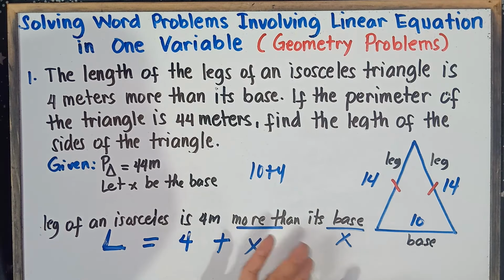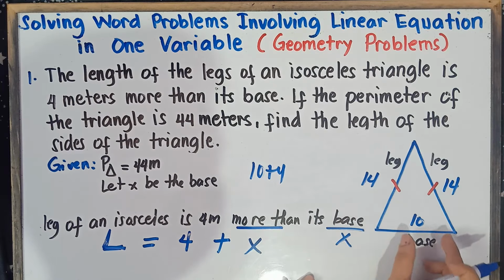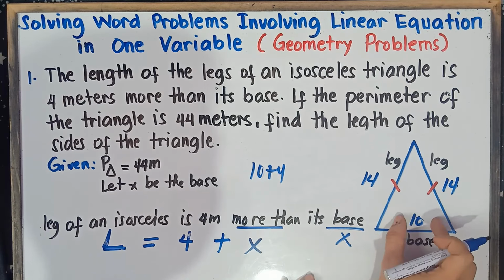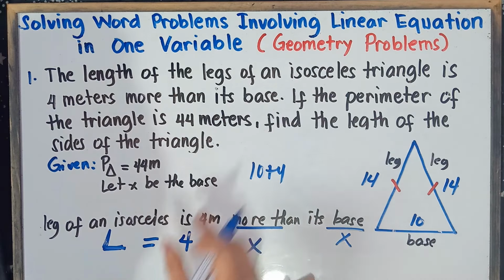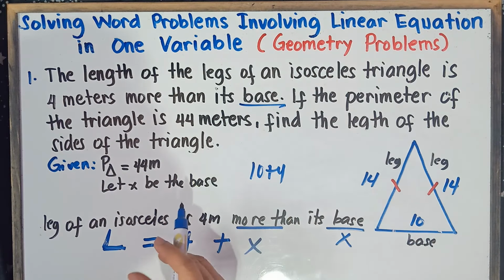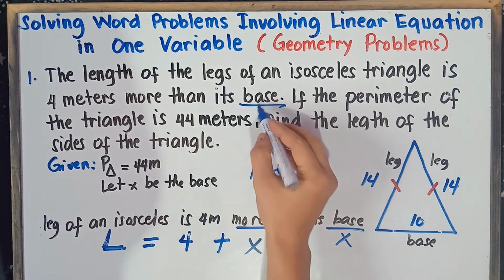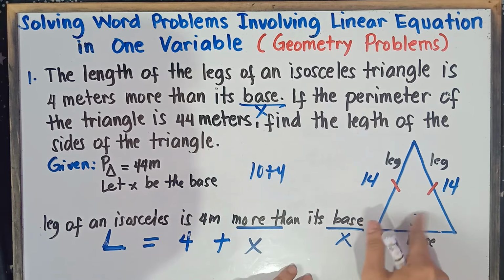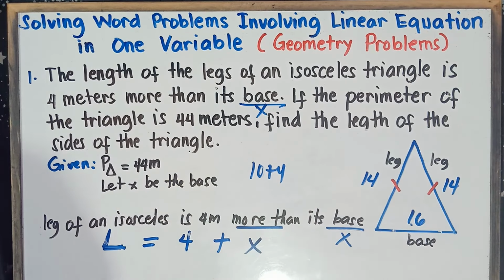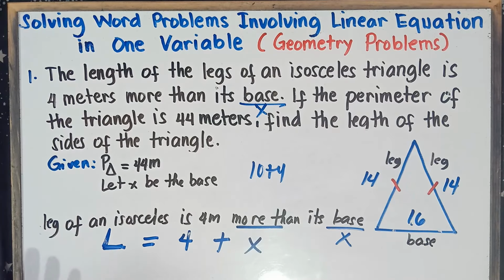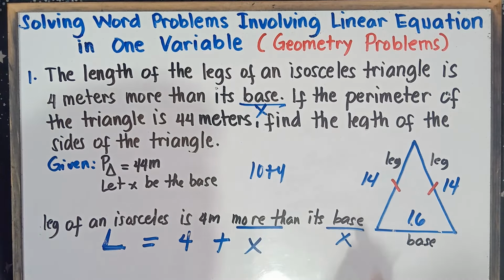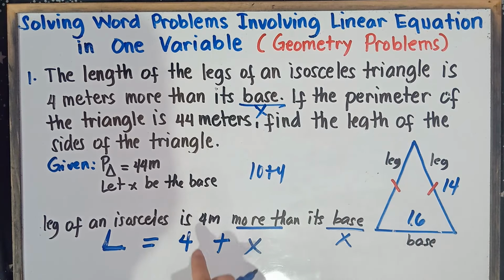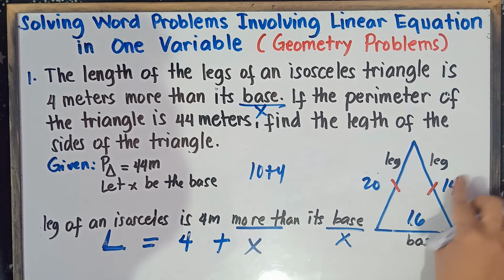That's automatic, class. If you know the base, it's easier for you to identify the leg. But the problem is we don't have any idea for the base. That's why we let x be the base. I hope it's clear for you, class. Another example: if I say the base is 16, what will be the measure of the leg? That's automatic. This is 20, because the leg is 4 meters more than the base, so plus 4. So 16 plus 4 is 20.